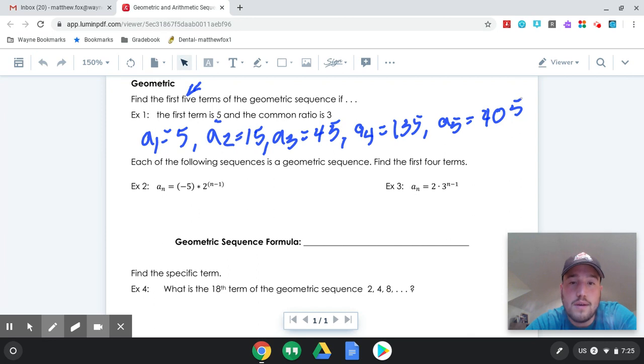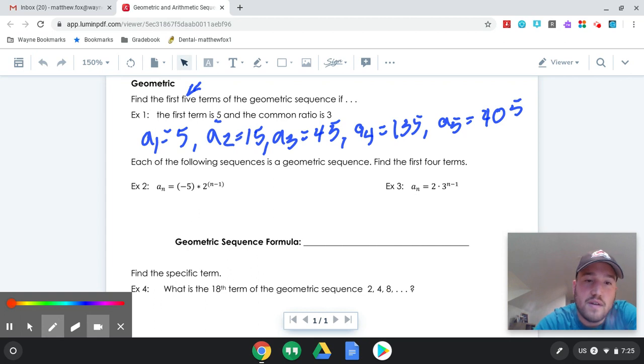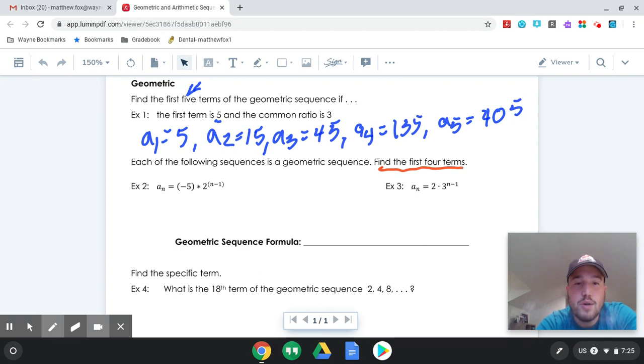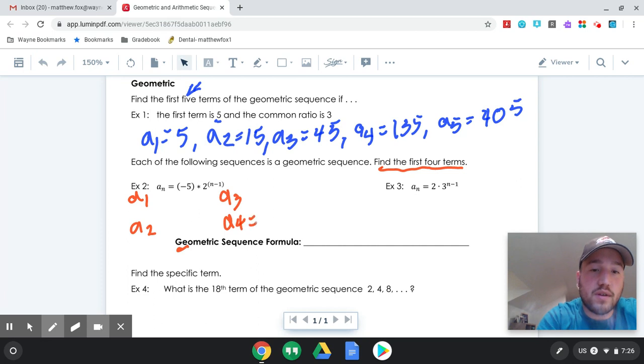So if we look here on the next example, it says for each of the following sequences, it's going to be a geometric sequence, so we know they follow that rule with a common ratio, and it asks us to find the first 4 terms. Now, at this point, we don't know what the common ratio is, but we're going to use these 2 examples to figure out a pattern, and then we'll write our formula right here for what a geometric sequence is. So A sub n, we've got to find A1, A2, A3, and A4 for both of these.